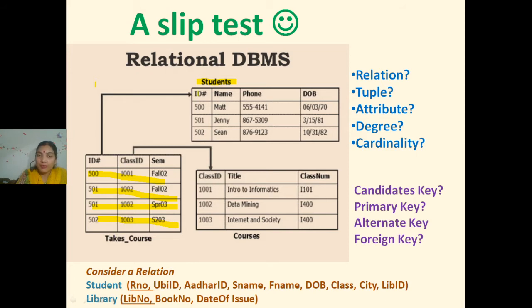I said in the previous slide, attribute means the columns. 1 column, 2 column, 3 column and 4 columns. So here we have first, second, third and fourth. There are a total of 4 columns. So these 4 columns are called attributes. And the tuples are the records. Columns are the attributes. Takes course table, it has how many attributes? 3 attributes. Courses table, it also has how many attributes?